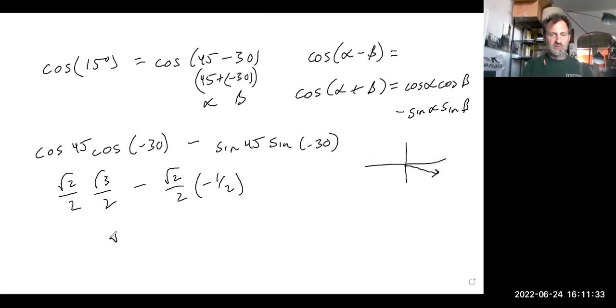And so then we end up with the square root of 6 over 4 minus the square root of 2 over 4. Oh, almost made that sign error. Negative times a negative. Square root of 6 plus the square root of 2 over 4 is my final answer.